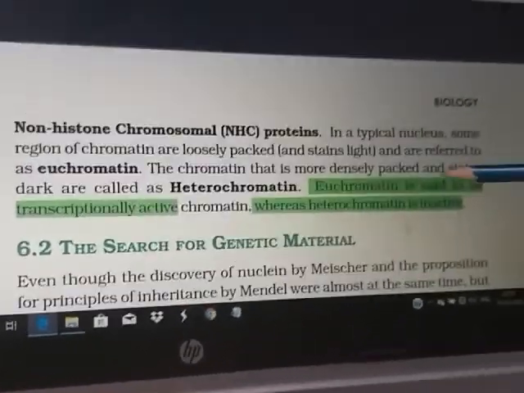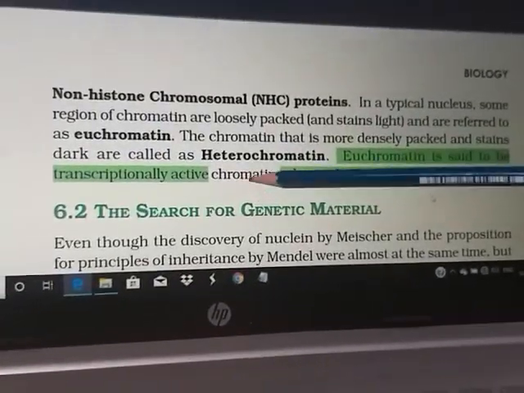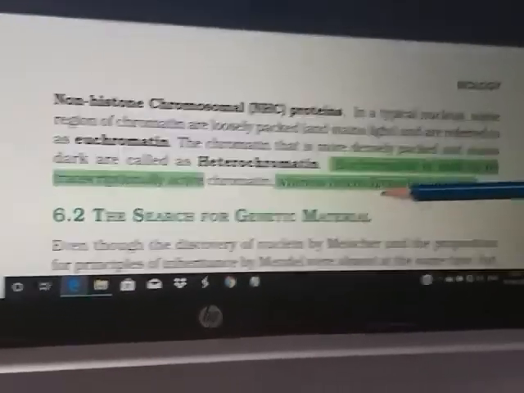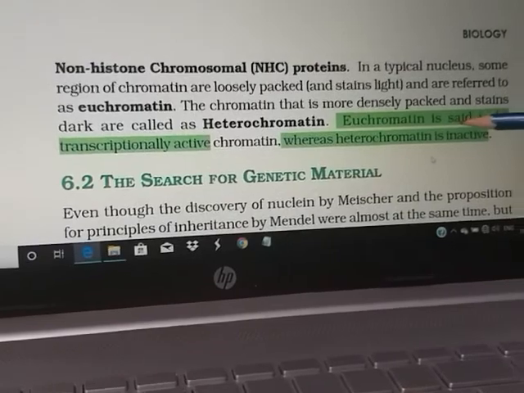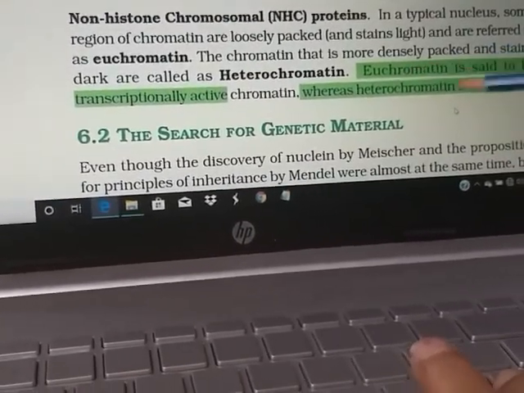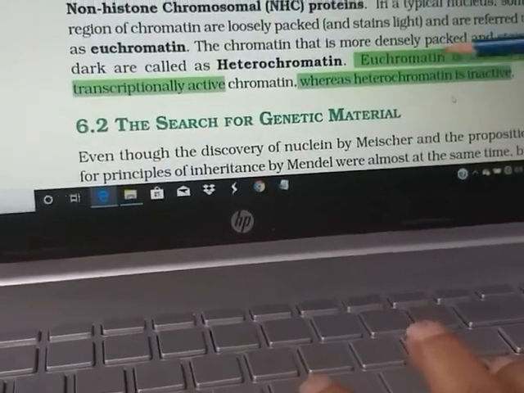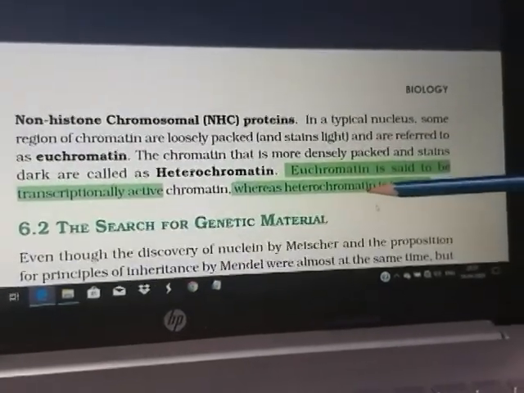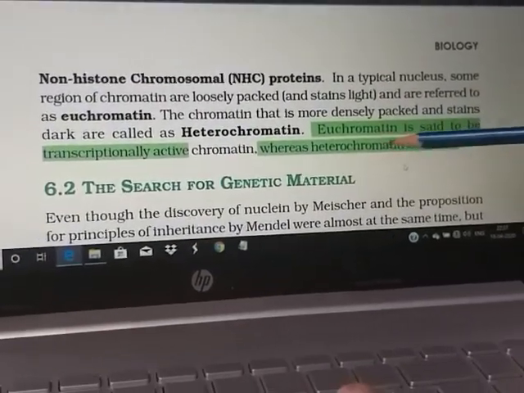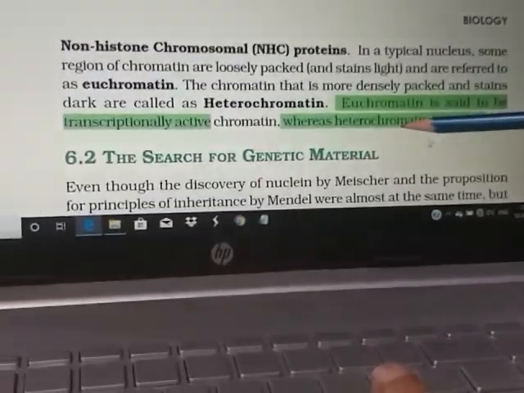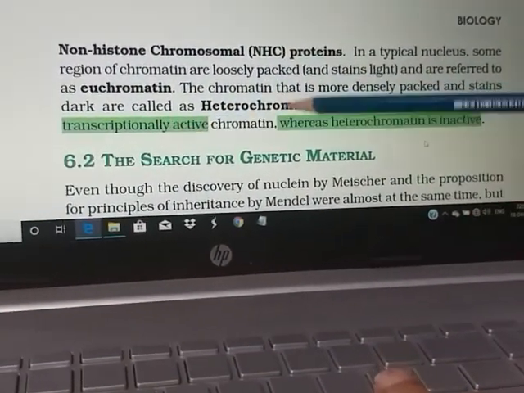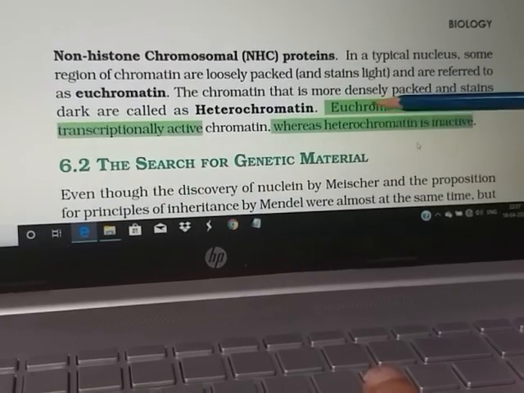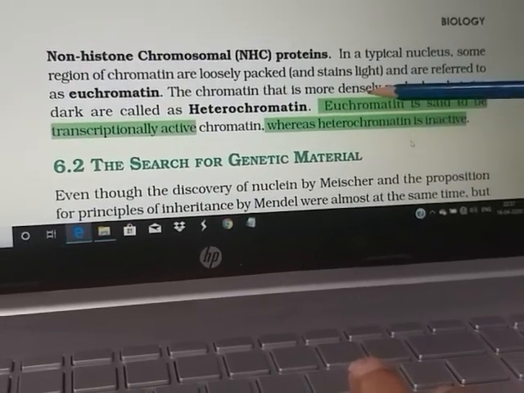Euchromatin is said to be transcriptionally active chromatin, whereas heterochromatin is inactive. This means that for transcription, euchromatin works and heterochromatin does not. We have already studied the central dogma: DNA transcribes messenger RNA, the word being transcription. So the one which is involved in protein synthesis is euchromatin.